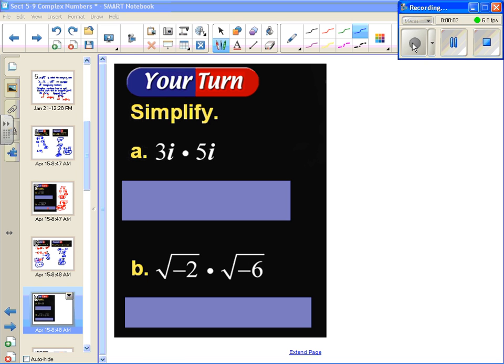I guess in the last video I should have ended with these two problems, but because these are just review problems of what we ended with, you might want to try these. So if you want to, you can pause.